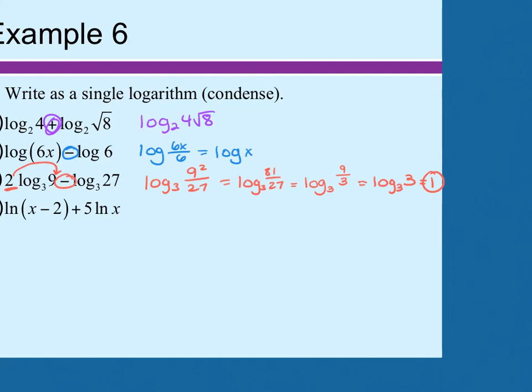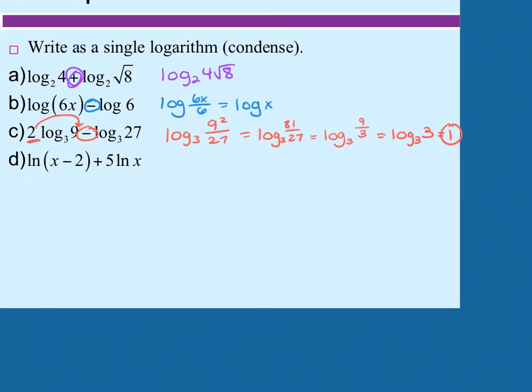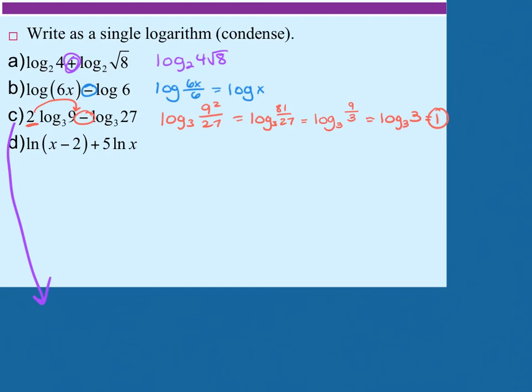The 2 only goes to the 9. Correct, because it's only in front of the first one. But if it was on the other one too, it would be to both of them? Yep. And think about how this eventually overlaps, because this said condense, we did it that way, but all your properties of logs eventually overlap.